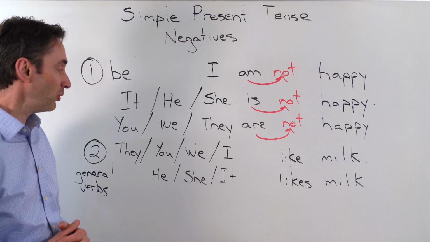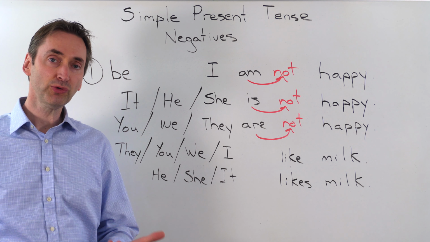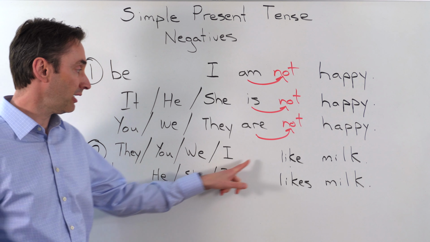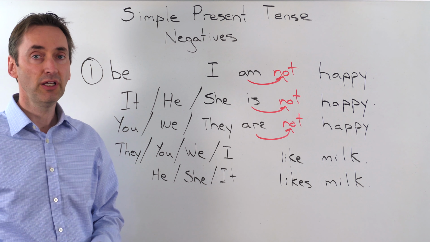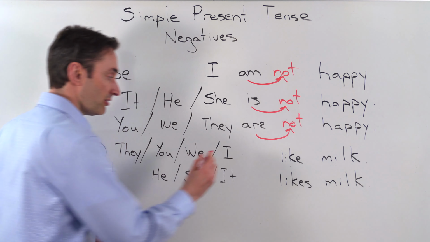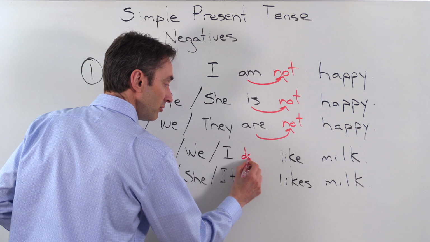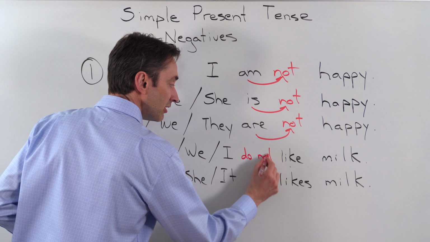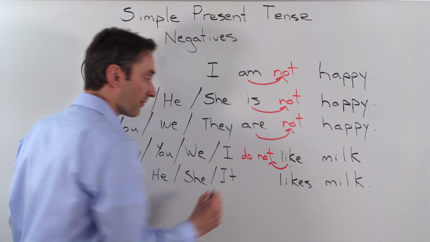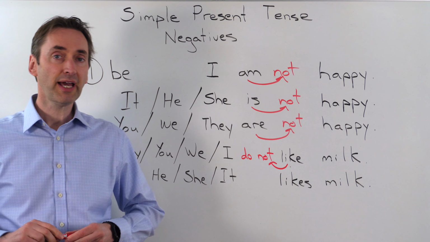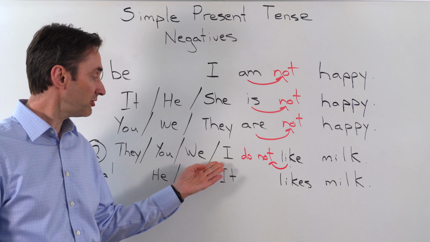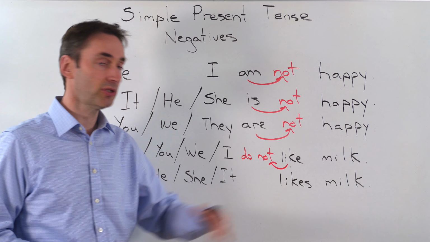Looking at general verbs. With general verbs, we use a different rule to make a negative sentence. For example, I like milk. If I want to change this to a negative sentence, we want to add do not before the main verb. If I add do not before the main verb in the sentence, we get a negative sentence. I do not like milk.